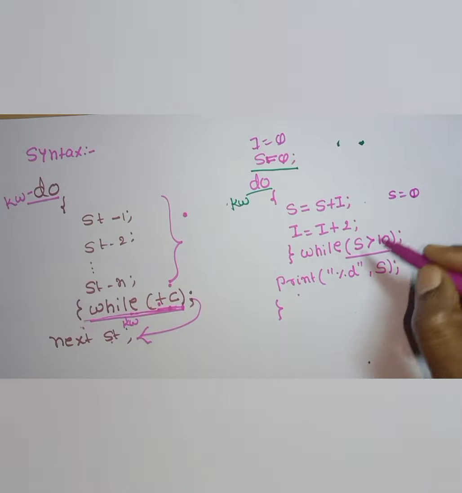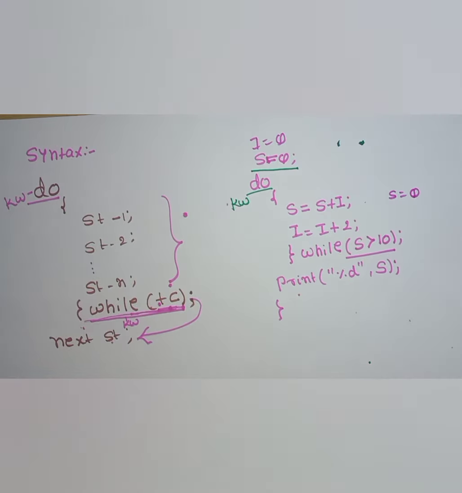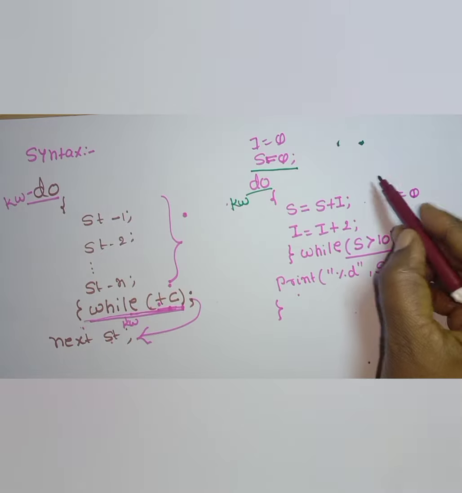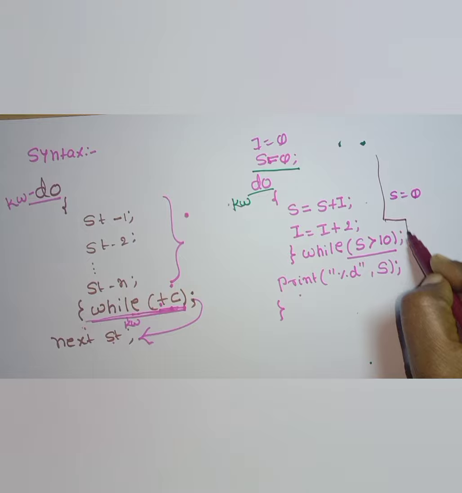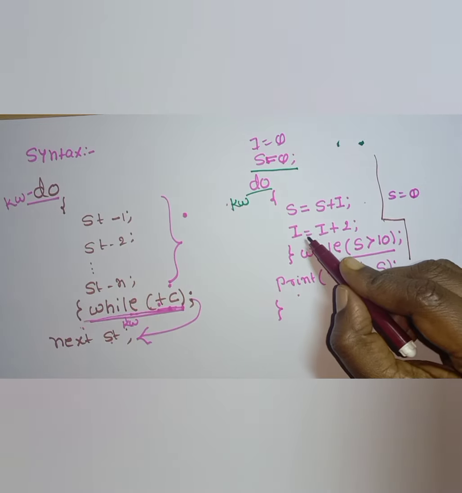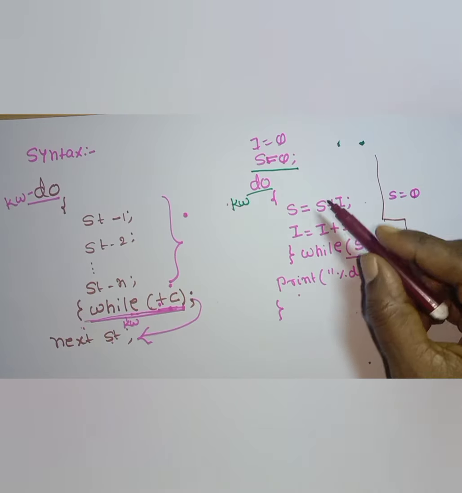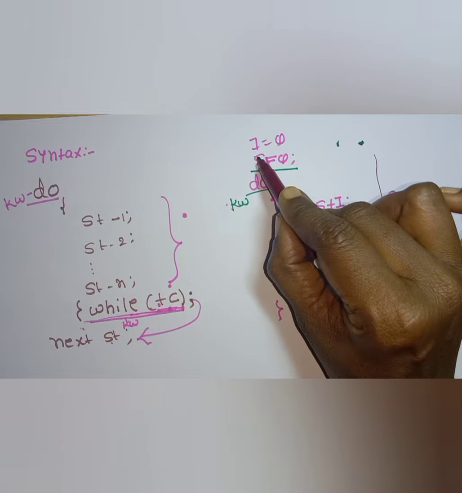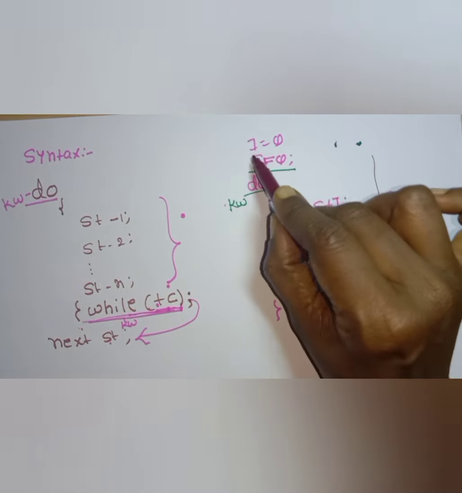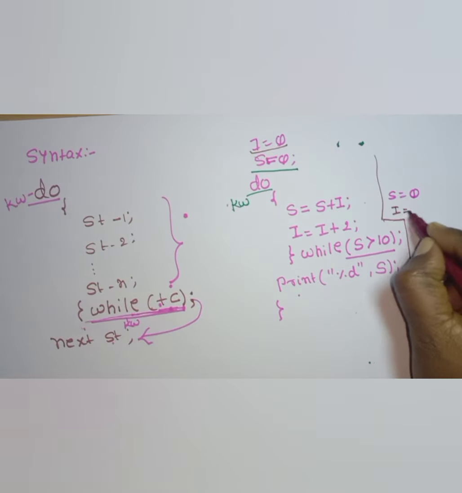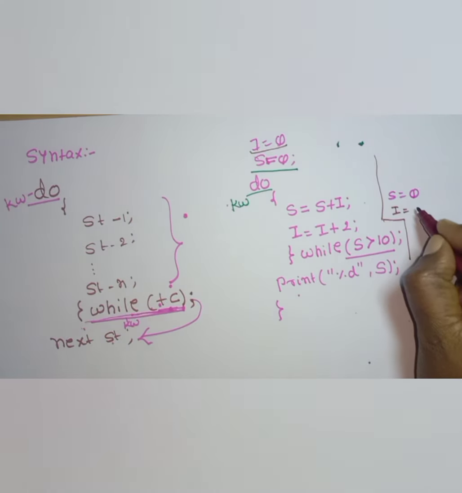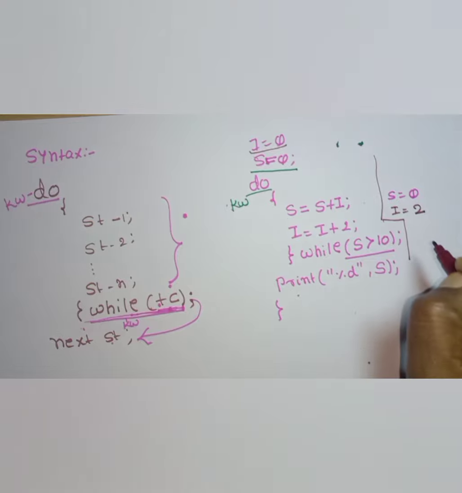Okay, and next, what happens? I am writing one line here for your understanding. Next, i is equal to i plus 2. Initially, what is your i value? The i value is equal to 0. Now your i value is equal to how much? 0 plus 2. Now our i value is equal to 2.